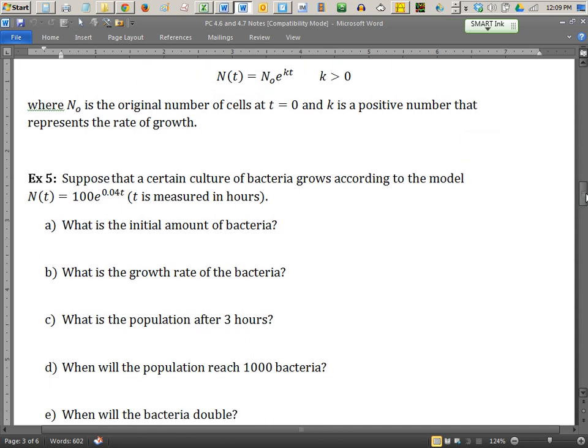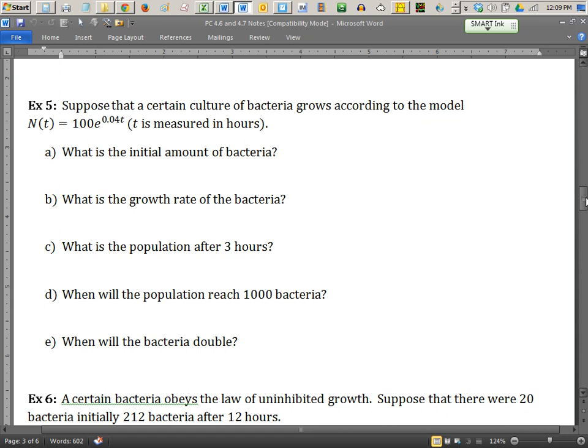So let's try it. Here's our formula for number 5. It says, what is the initial amount of bacteria? Well, that'd be 100. It's sitting right there. 100 bacteria. No work to do, just trying to interpret the formula. What is the growth rate of the bacteria? 0.04. Let's write k equals 0.04 because, well, this is a science question. So we'll use k instead of r.